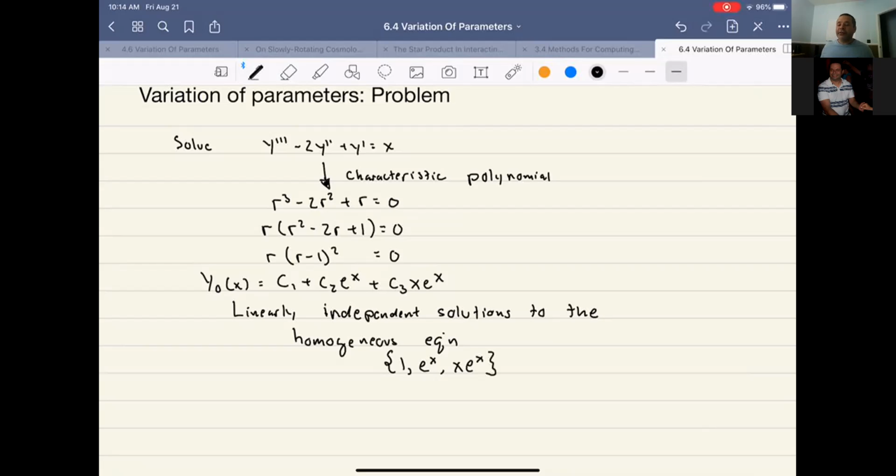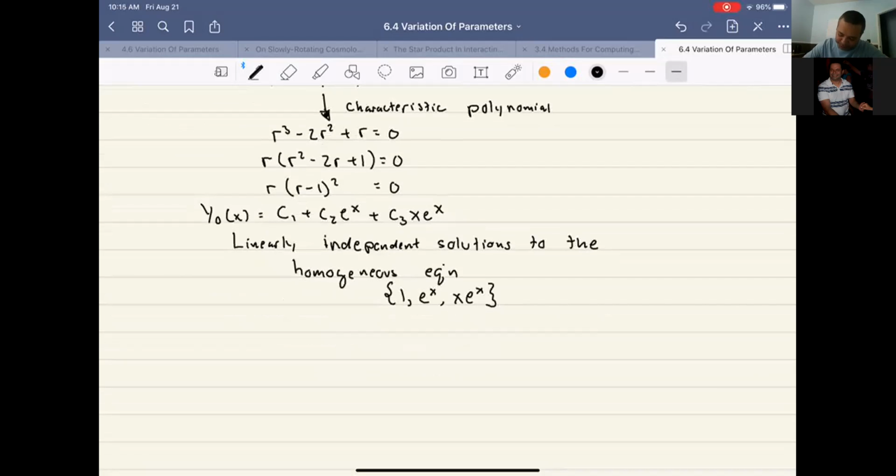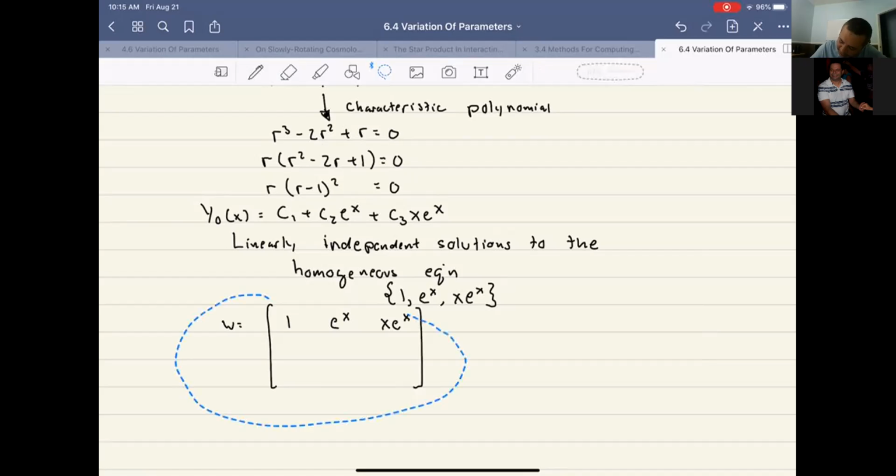Okay. Now let's go ahead and build our Wronskian. The Wronskian is actually the determinant, but we'll build the matrix for the Wronskian. Let's call it little w. So little w is going to be 1, e to the x, x e to the x. Let me move this a little bit away from there.